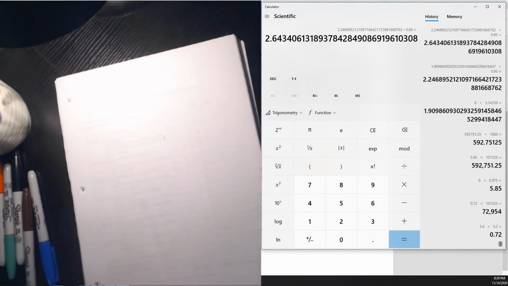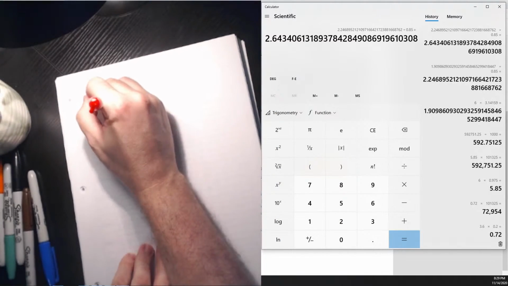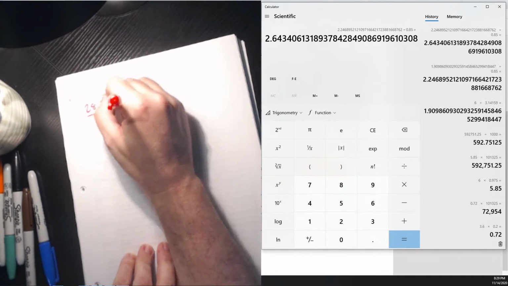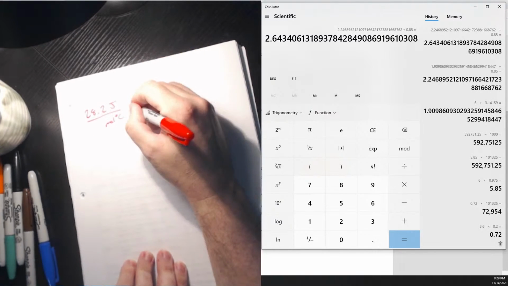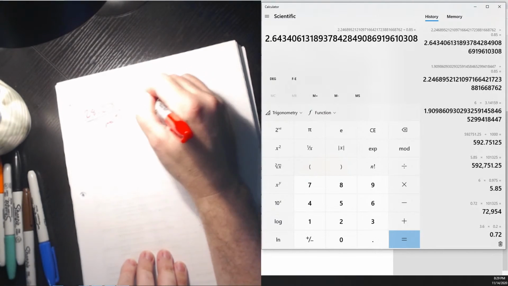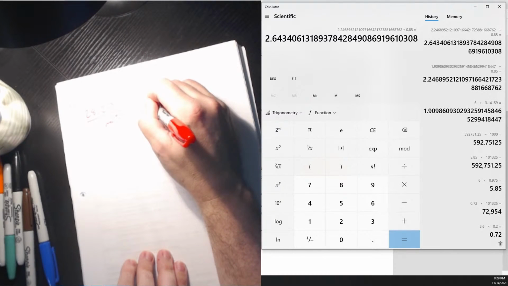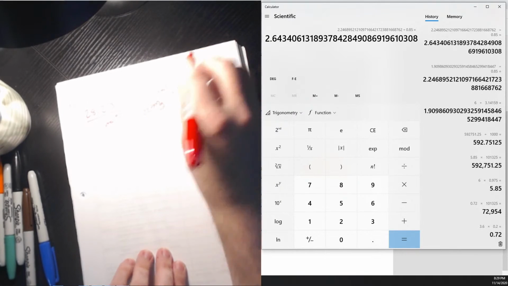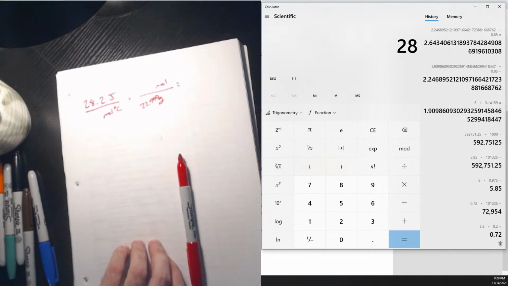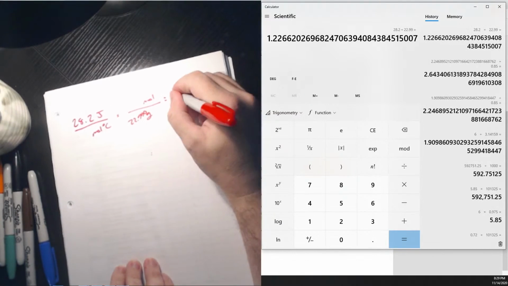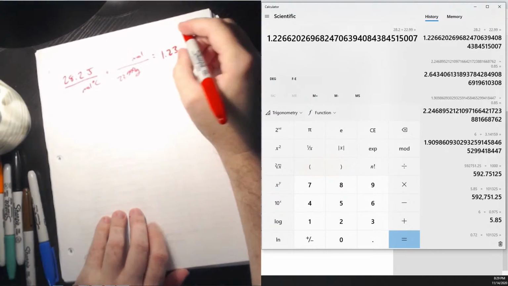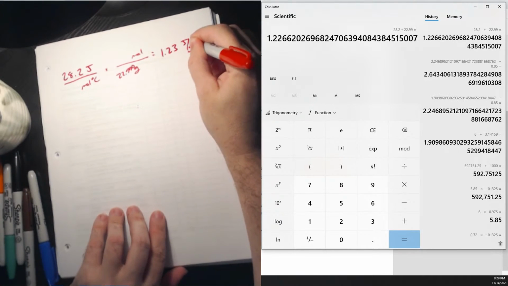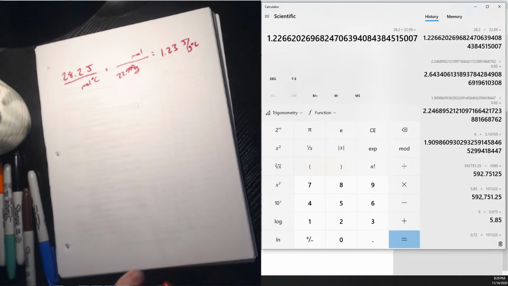So we have 28.2 joules per mole degree Celsius. We need to get rid of moles and replace it with grams, so we're dividing by the molar mass of sodium. So 28.2 divided by 22.99 is 1.23, oopsie, you can't read anything I'm writing, joules per gram degree Celsius. And that is relatively high. All right. Still nothing compared to water, but still relatively high.